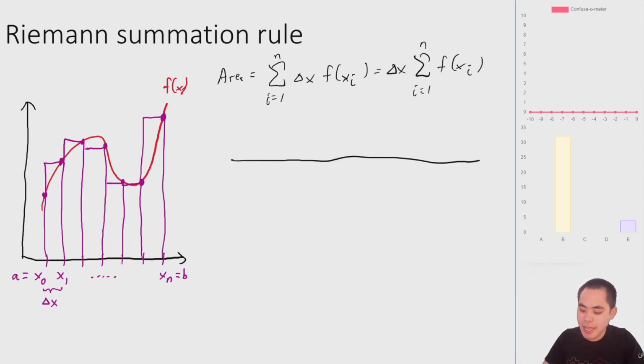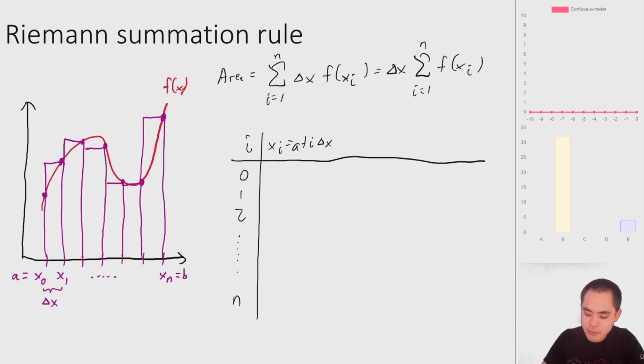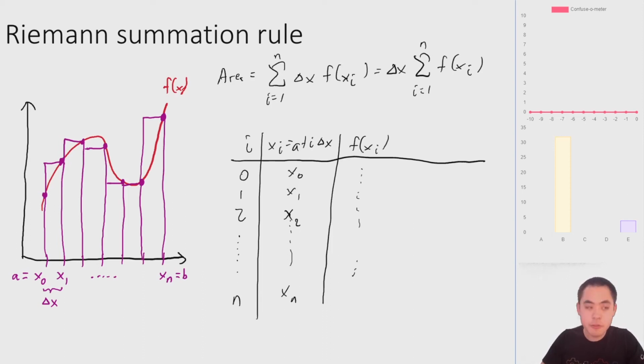So if you were doing this by hand and you didn't have a calculator, what you might do is write out your i here. So that's 0, 1, 2, 3, 4, all the way to n. And you might have an xi here, which is going to be equal to a plus i delta x. And that's going to be x0, x1, x2, all the way to xn. And once you've written out all these things, then you might have f of xi. So you compute whatever function that is.